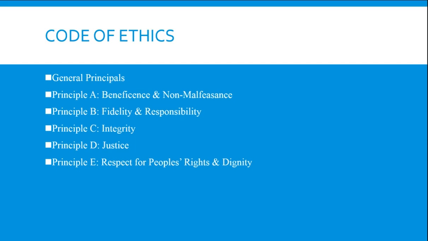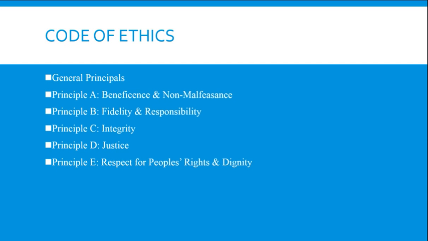Principle D, which is justice. Psychologists recognize that fairness and justice entitle all persons to access to and benefit from the contribution of psychology and to equal quality in the processes, procedures, and services being conducted by psychologists. They exercise reasonable judgment and take precautions to ensure that their potential biases, the boundaries of their competence, and the limitations of their expertise do not lead to or condone unjust practices.